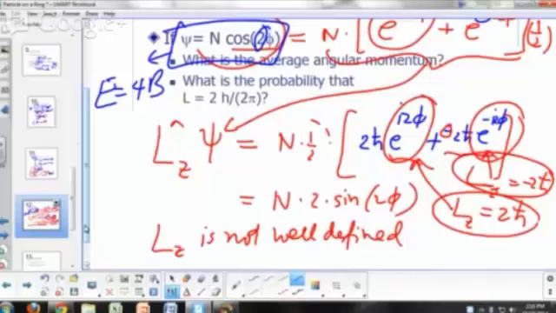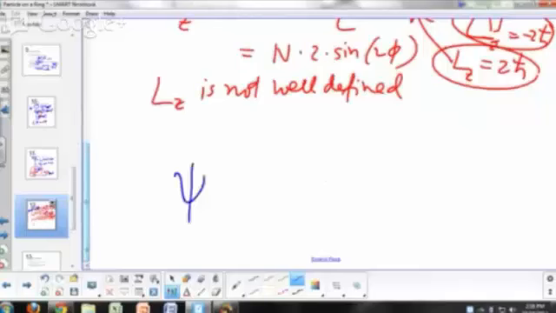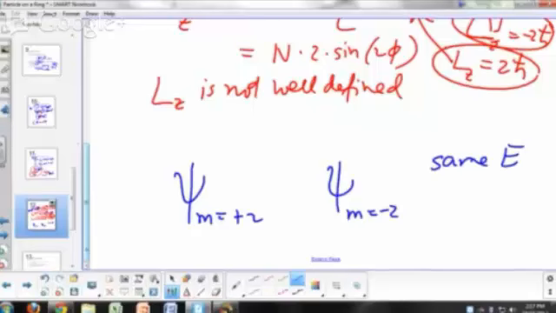So what we're saying then is psi for m equals +2 and psi for m equals -2 have the same energy, right? They are degenerate as far as the Hamiltonian operator is concerned, but they have different Lz values. So even though they have the same energy, they're degenerate, they're not describing the same quantum state. The two quantum states have different angular momentum values. One is positive, the other one's negative.